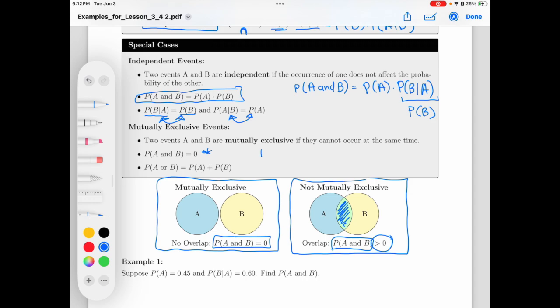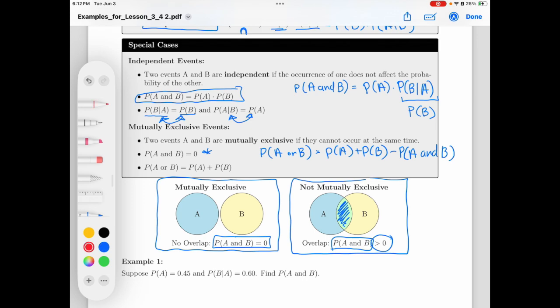Now, when we look at the general formula for addition, we have the probability of A or B is equal to the probability of A plus the probability of B, and then we subtract off that overlap, the probability of A and B. That way we're not double counting anything.